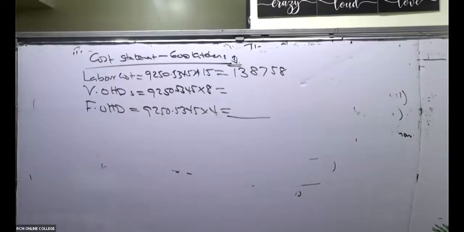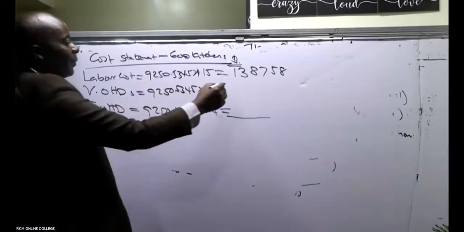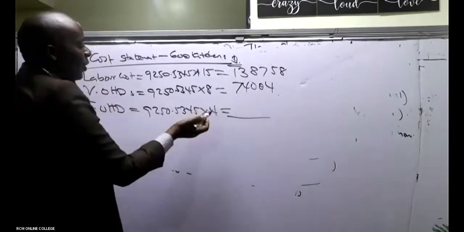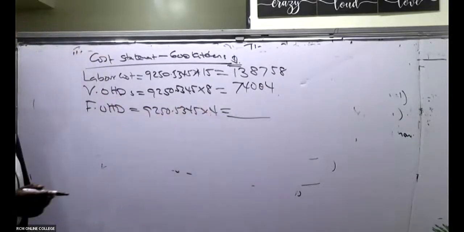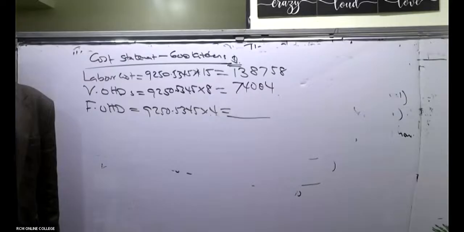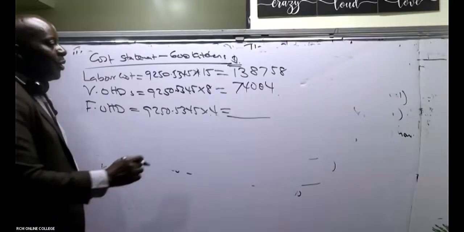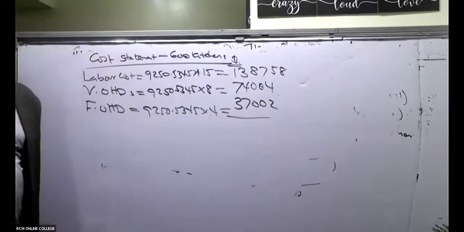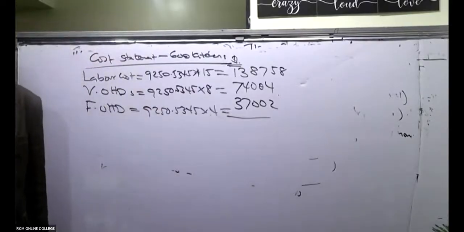So are you able to give me this figure, ladies and gentlemen, please? 74,004. So divide this by 3, or take this times 4. How much are we getting there? 37,002. And now you can add everything.